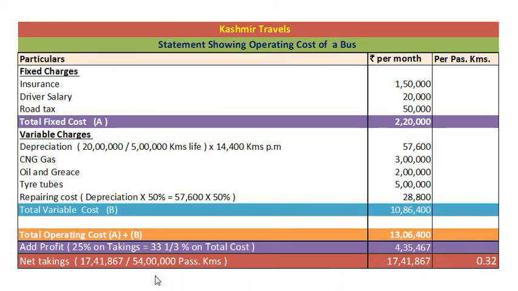I repeat, our net takings amount to 17,41,867 divided by 54 lakh passenger kilometers per month. So we get 0.32, that is 32 paise per passenger kilometer is our cost. Dear students, first of all understand this question with solution, then try to solve it independently and practice one more example like this from books available to you for university exam.